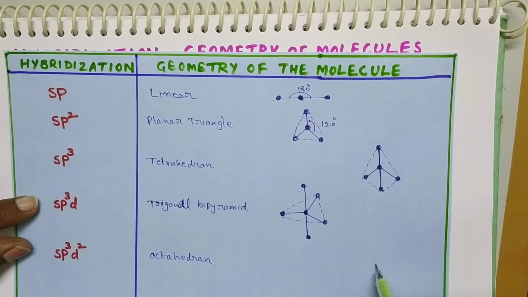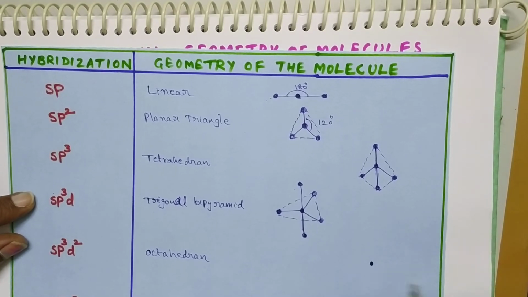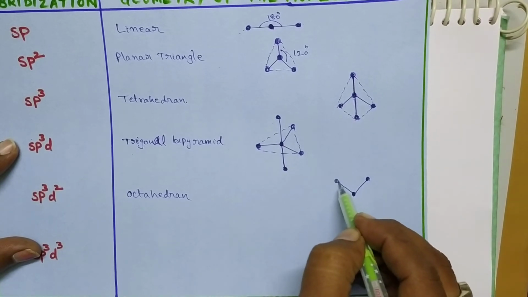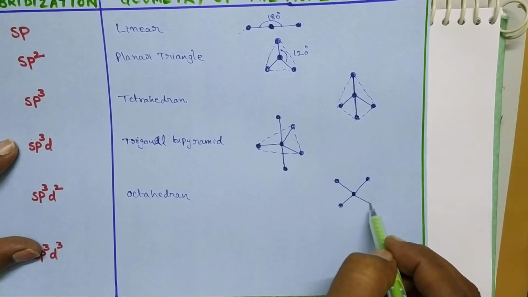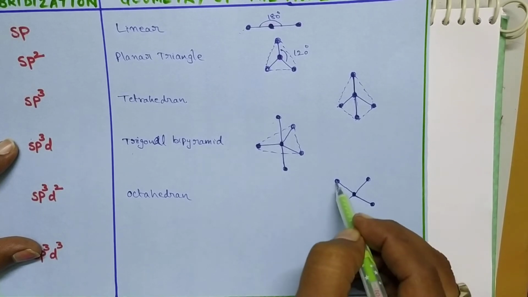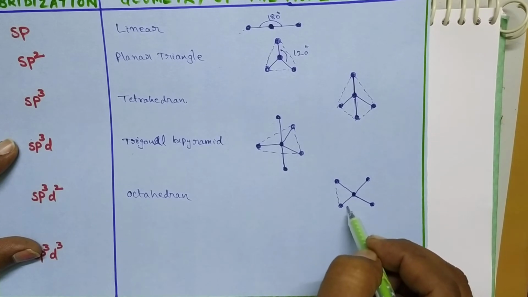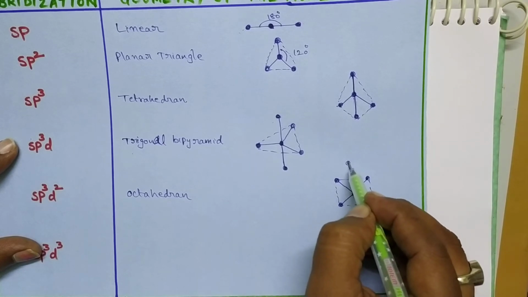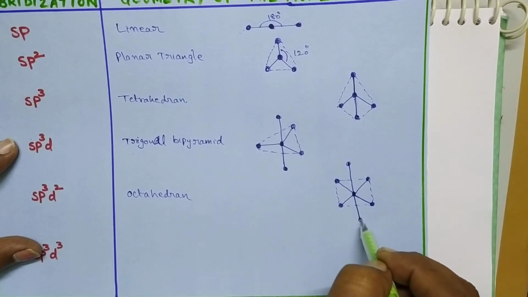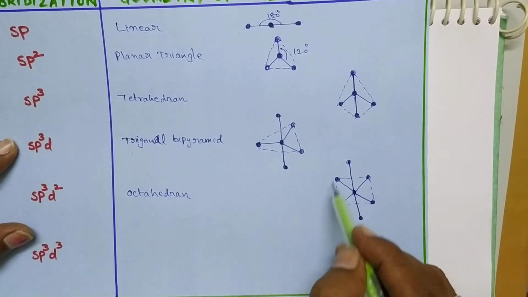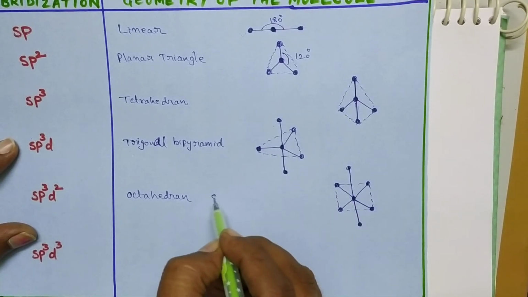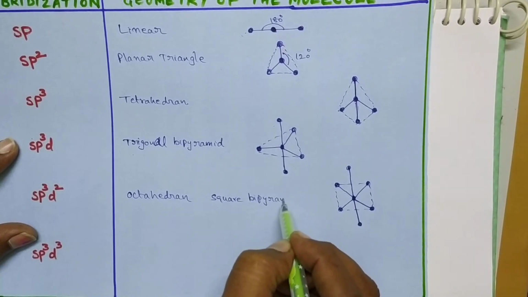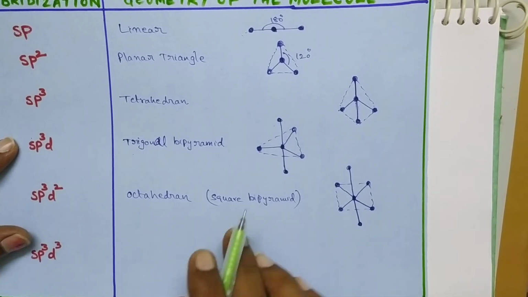So this is the central atom. Four corners are there in one plane, that is, 4 atoms occupy the 4 corners of a square, and above the plane of the square one atom will be present, and below the plane of the square another atom will be present. So in this way octahedron means it is a square bipyramid. So octahedron is also called a square bipyramid.